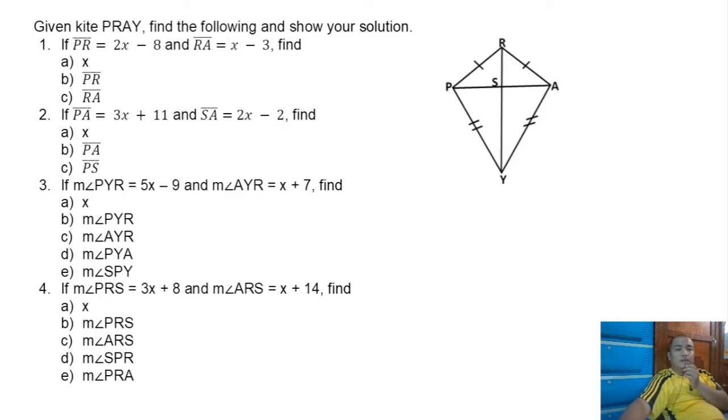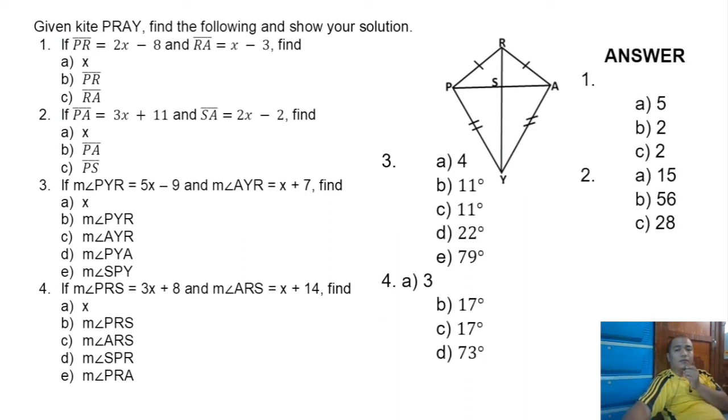There's more here. Show your solution. Given kite PREY, find the following and show your solution. Show the answer, show your solution, and send your answer in a private message. You can screenshot this part. Just apply the different theorems on trapezoid and then kite.